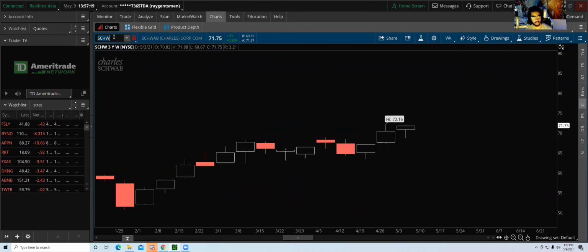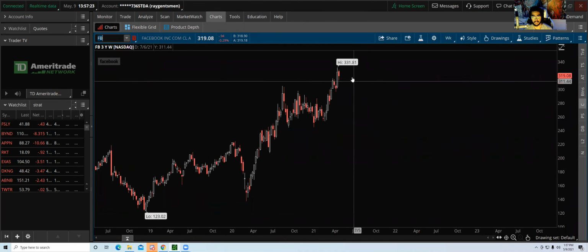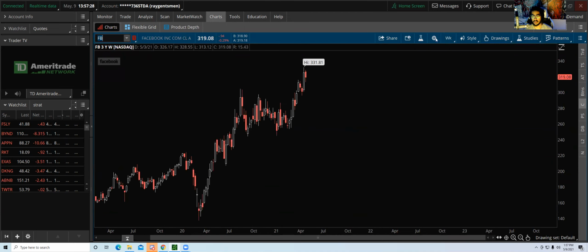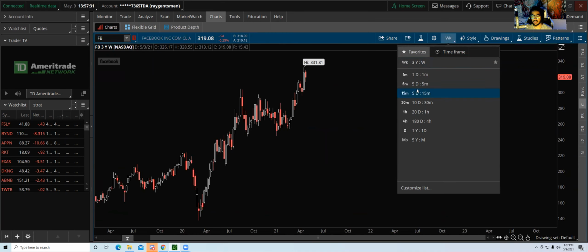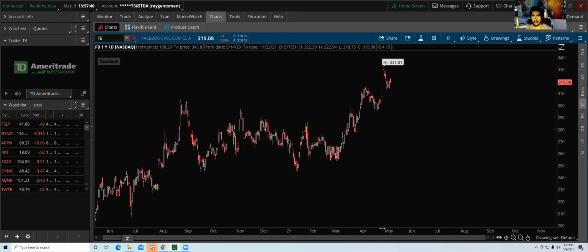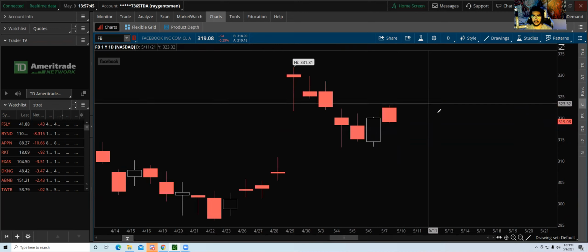FB, boom, inside week spread. Let's see what the day was. So day. That might be a 2 up, 2 down reversal coming in on Facebook. I could see that being a possible put play.